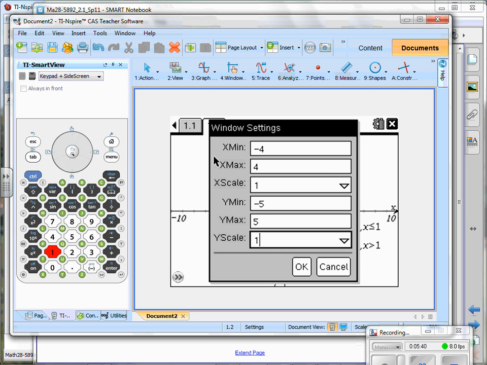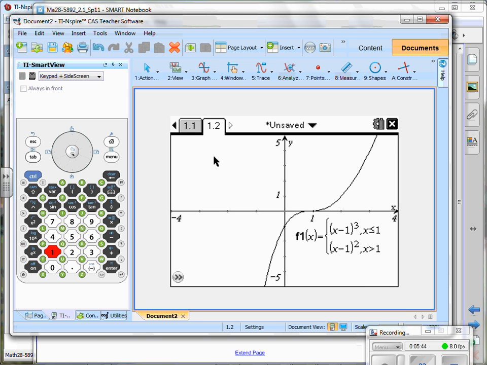And when you're ready, just press Enter. I'll go down to OK and press Enter. And we have then our work is there. Okay.